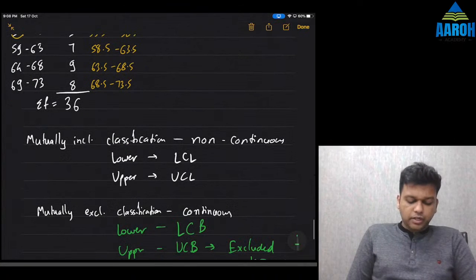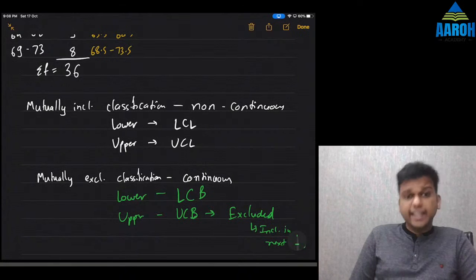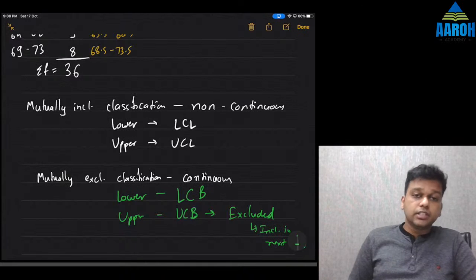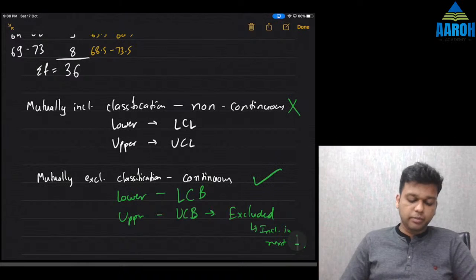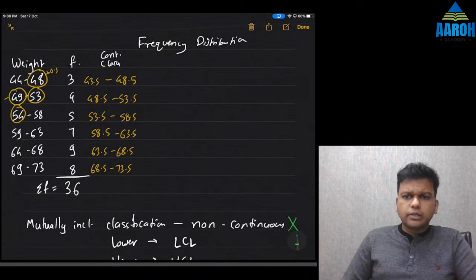Okay, so these are upper class limits, lower class limits, upper class boundary, lower class boundary. Always understand, for any calculation we always use boundaries, not limits. If anything is given in limits, you have to convert it to boundaries and only then you can make further calculations.